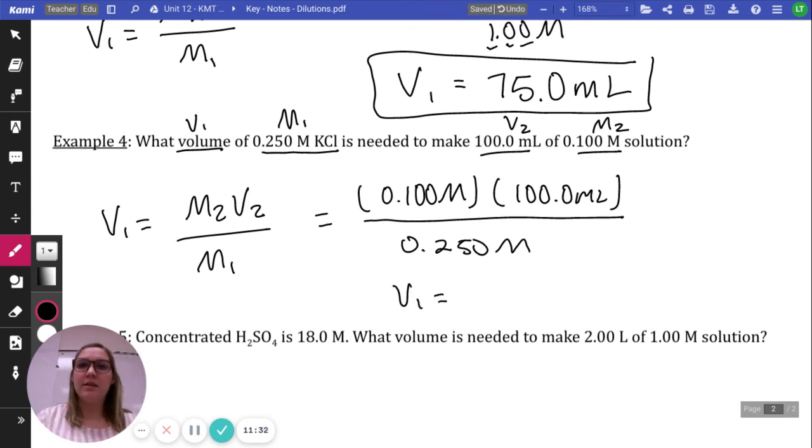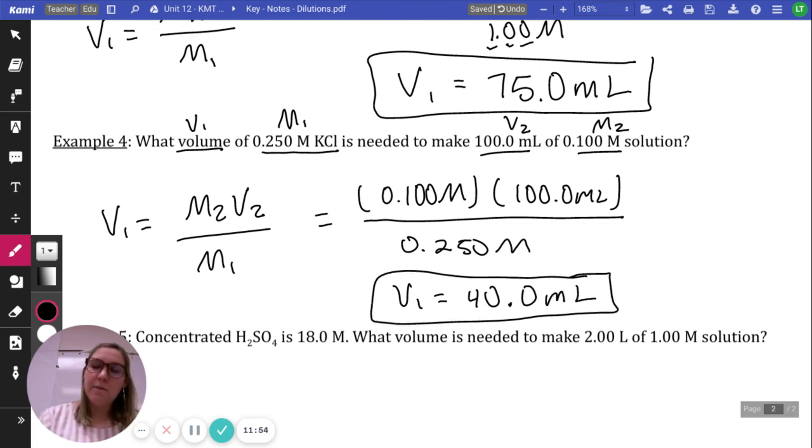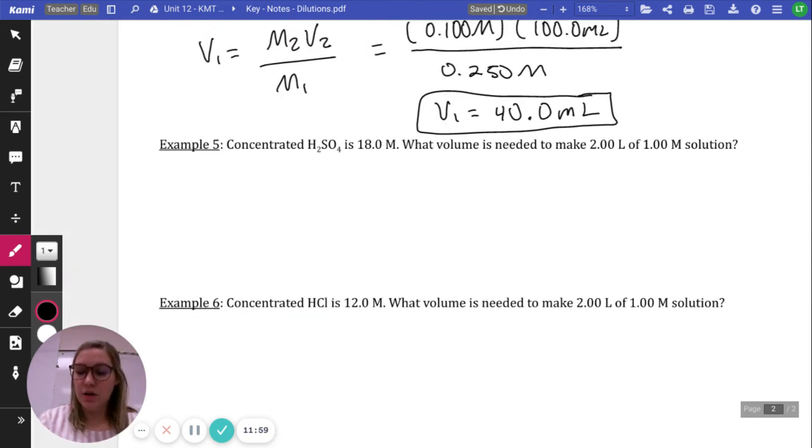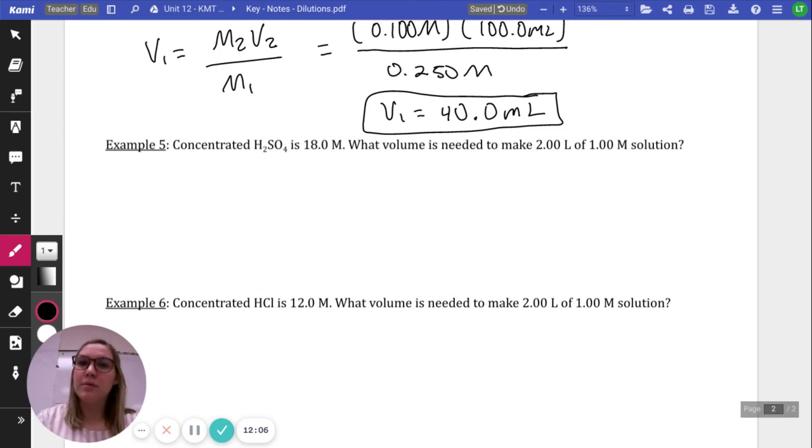And then plug it on into your calculator. And I got 40 milliliters, but again, my fewest number of sig figs is 3 here. So it would be 40.0 milliliters. That's my answer. All right, there are 2 more questions on this notes worksheet. So I want you guys to go ahead and pause the video now to solve those, and then we'll go over them. So pause your video.